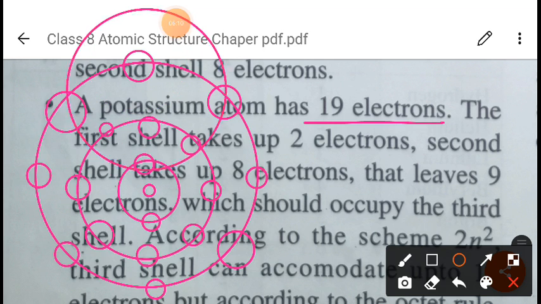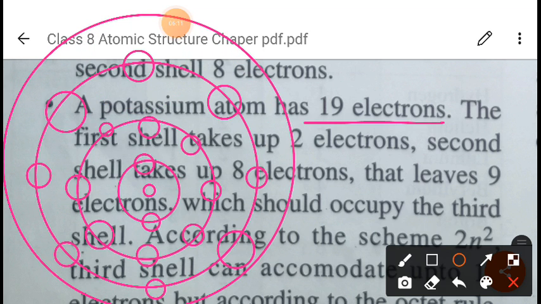Now there will be a fourth shell, because according to the octet rule, in the outermost shell of an atom there should be only 8 electrons, right? So here we have already filled 8 electrons in the second shell, and in the third shell also we have 8 electrons. So how many has it become? 18, right? But it has 19 electrons here. So the remaining 1 electron will go here, right? I hope you have understood this, right?